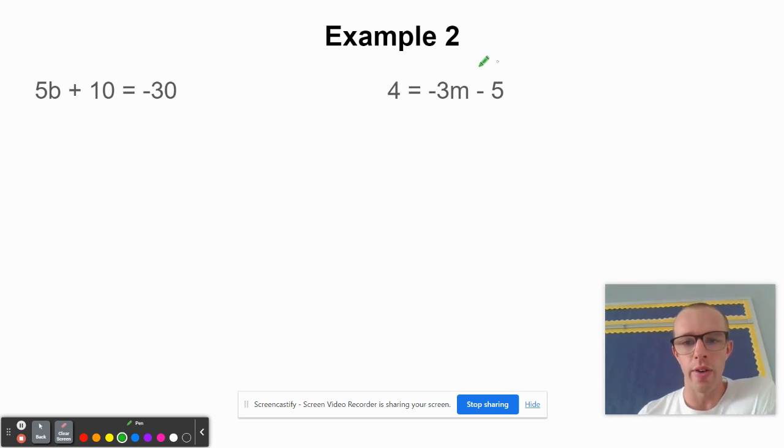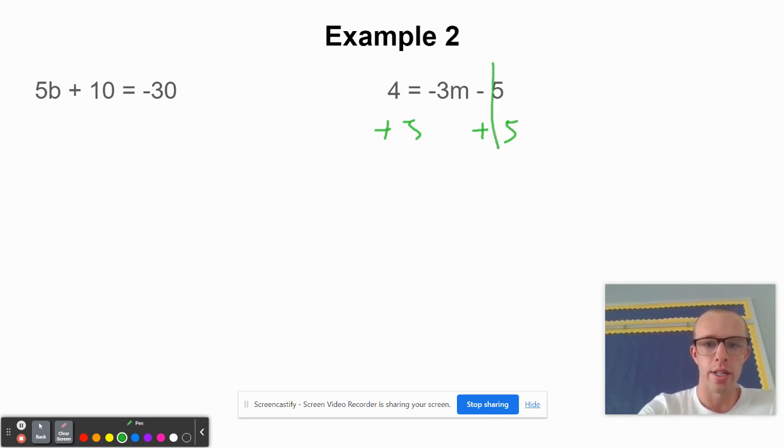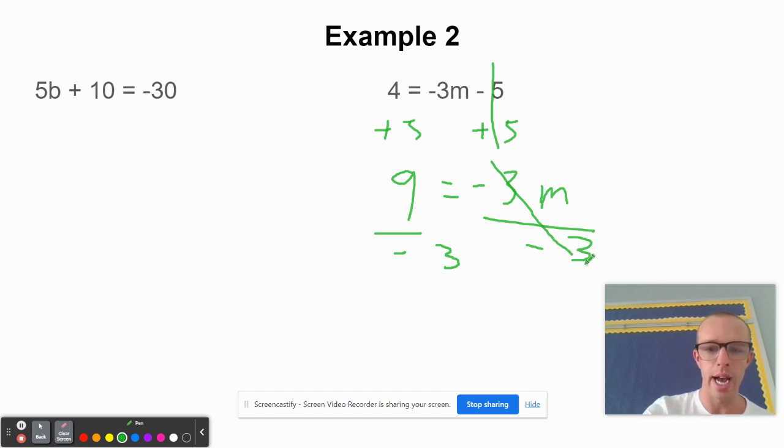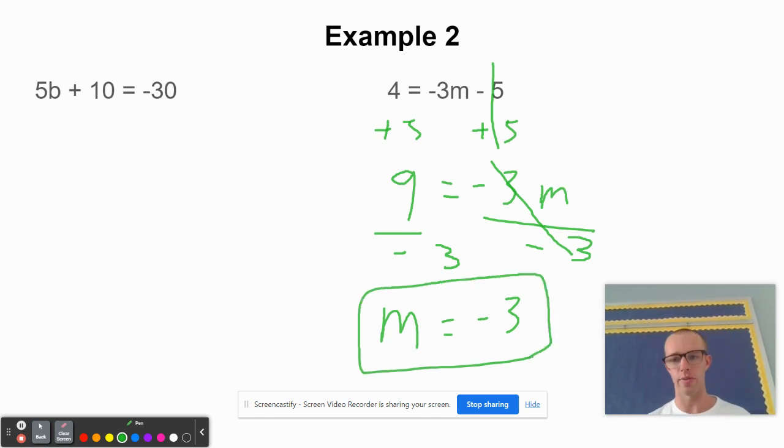All right, over here, I have the variable on this side. I want to get rid of a minus 5. To get rid of a minus 5, I add 5 to each side to get rid of the constant. Cancel out the constant on this side. 4 plus 5 is 9. Only thing left on this side is negative 3m. All right, now I divide each side by negative 3. Again, because why? Because this is a coefficient. Coefficients represent multiplication. This cancels. 9 divided by negative 3 is negative 3. And I get m is equal to negative 3.